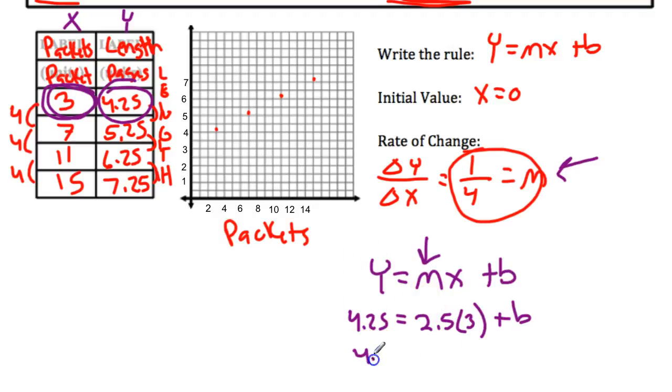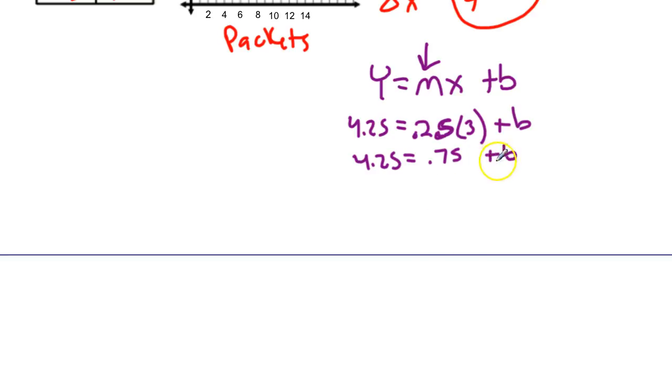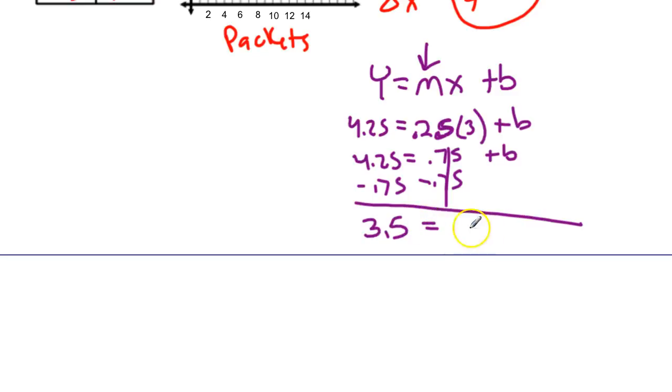So we have 4.25, 3 times, oh, sorry, it's 0.25. You put that in a calculator. 3 times 0.25 equals 0.75 plus b. Now to get b by itself, I need to subtract 0.75 from each side. Those cancel. 4.25 minus 0.75 is 3.5. And that equals b.